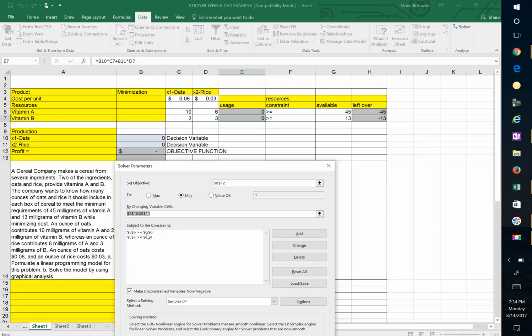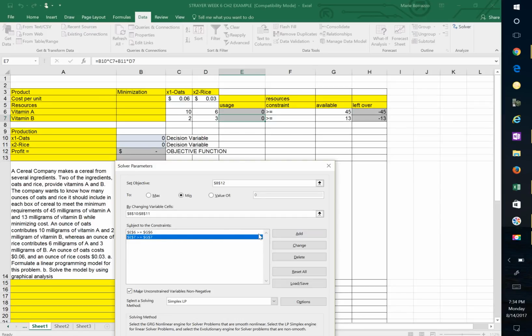Your constraints. When you click on the constraint, you notice that this says E6 has to be greater than or equal to G. This is a minimum, the minimum requirement of 45, which means that I want this number in here to be 45 or greater, and I want this number in here to be 13 or greater, hence why both of these are set as such.